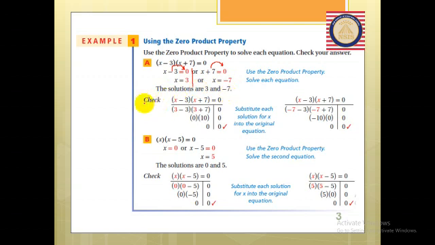And of course, for checking, if I substitute here the x with 3 and with negative 7, it will give me 0. Okay, very nice.